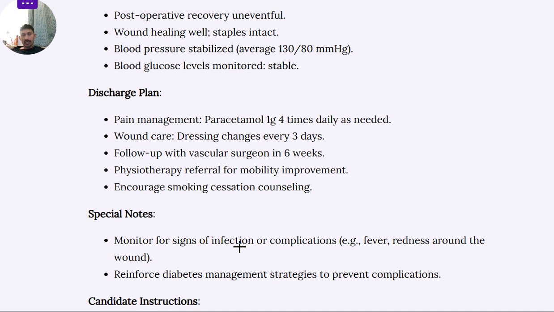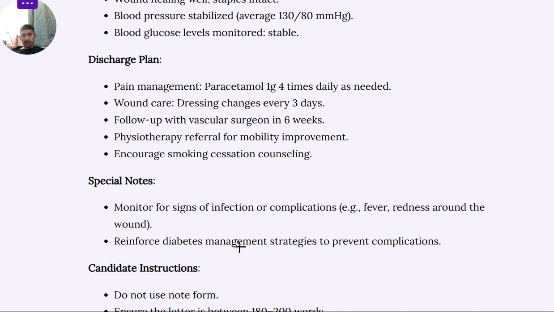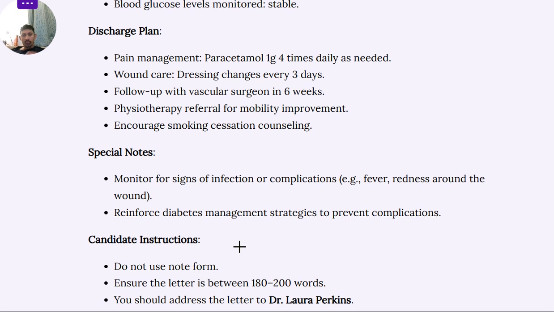So we are writing a referral letter for follow-up care for Mr. John Adams. How are you going to draft this letter? The candidate instructions are given. Use note form as usual. Ensure the letter is between 180 and 200 words. You should address the letter to Dr. Laura Perkins. The address is already given at the beginning of this case note.